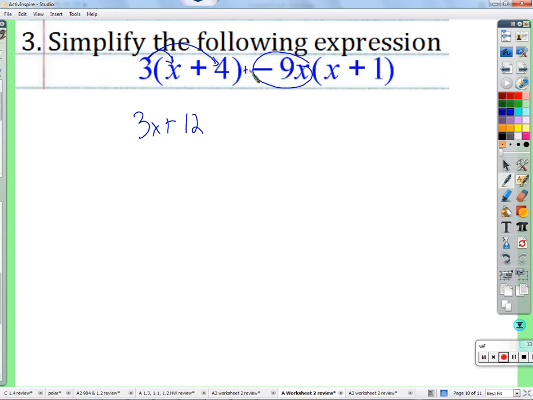And remember, we have addition here, right? So whatever we get when we distribute, we're going to add, whether it be positive or negative. So plus negative 9x times x. But it's a negative. Negative 9x squared. And negative 9x times 1? Just negative 9x. Now we collect like terms. Negative 9x squared, that's the only one around. Then we got a negative 9x and a positive 3x for a negative 6x. And then plus 12.